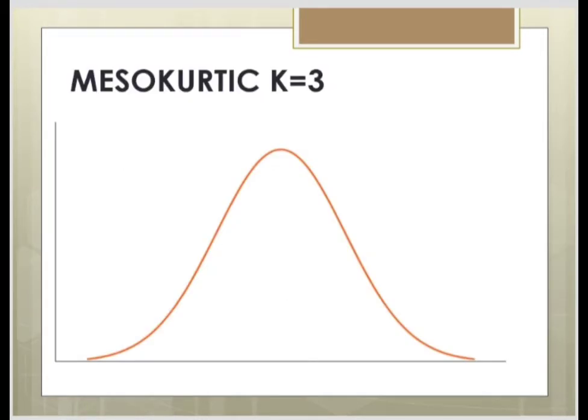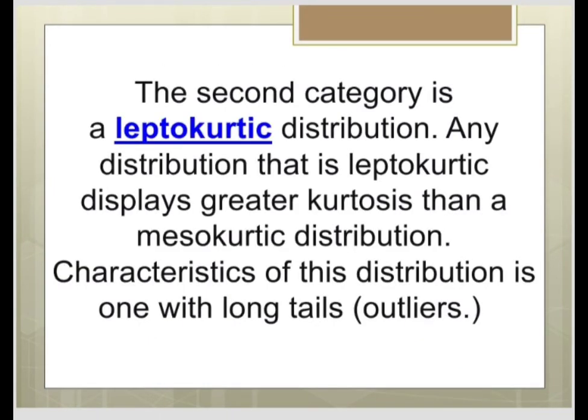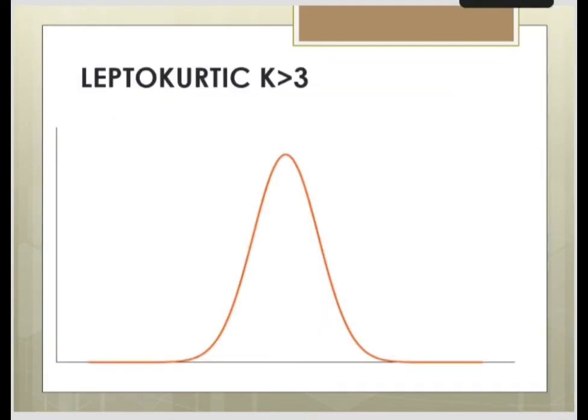When the value of K is equal to 3, that will be a mesokurtic distribution. The second category is the leptokurtic distribution. Any distribution that is leptokurtic displays greater kurtosis than a mesokurtic distribution. The characteristic of this distribution is one with long tails. When the value of K is greater than 3, that will be a leptokurtic distribution.